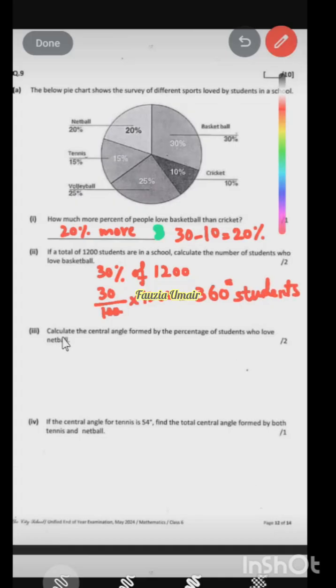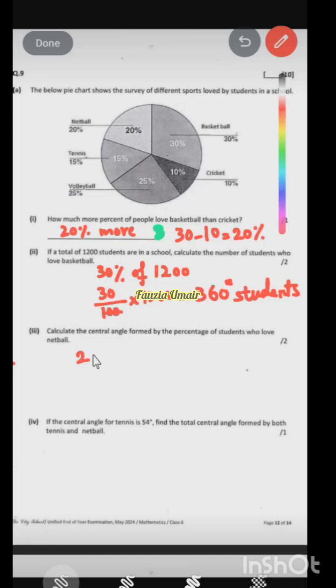Now look at this. Calculate the central angle formed by the percentage of students who love netball. Look, we don't know the angles, we know the percentage. So we know that it is 20%. So we will find out.